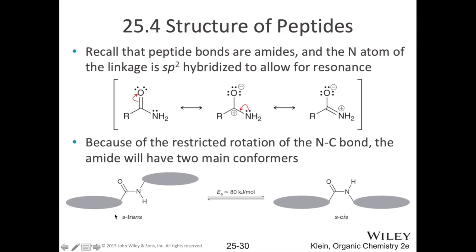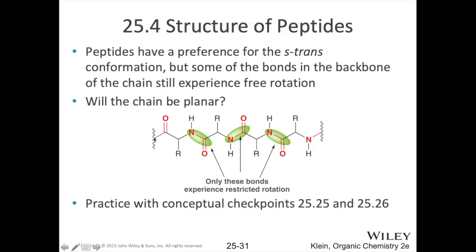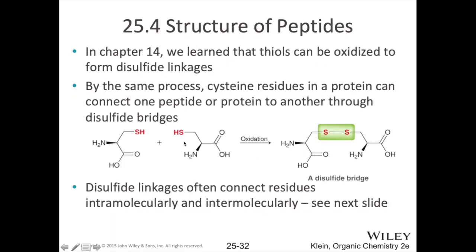Now, the S-trans conformation makes more sense from a steric standpoint. So that's usually the one that you often see. All right, so keep that in mind in your polypeptide chain, that at least the nitrogen carbonyl bond is kind of locked in that S-trans conformation for the most part. That being said, you can also rotate around the carbon-carbon bond, so there's some free rotation in there.